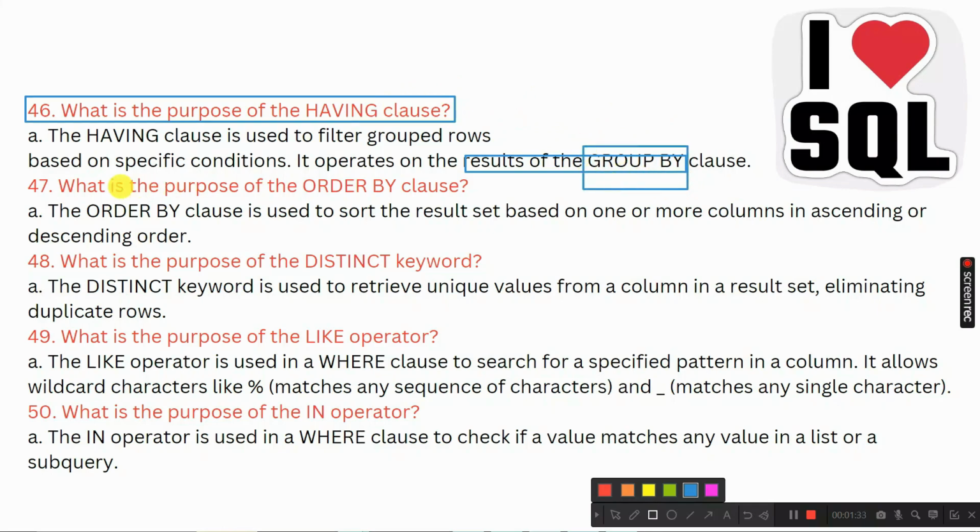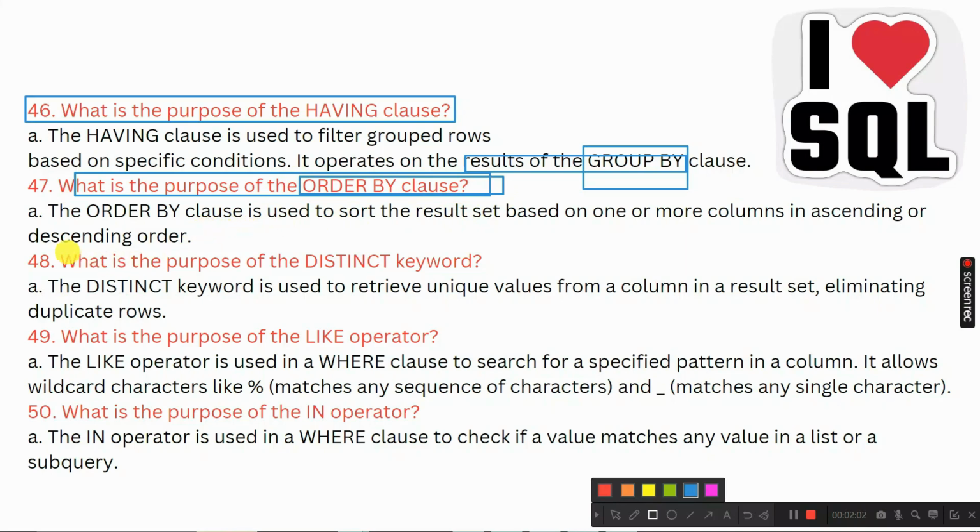Alright? Next question is, what is the main purpose of order by clause? The order by clause is used to sort the result set based on one or more columns in ascending or descending order. So suppose you want to give an order to a particular result set, at that time we can use the order by clause on that. Okay? To make the values in ascending or descending order.